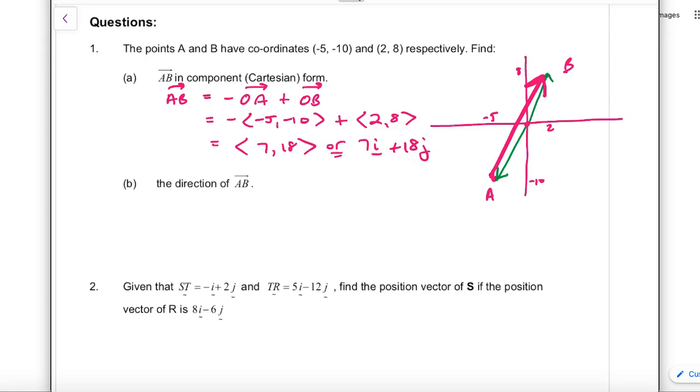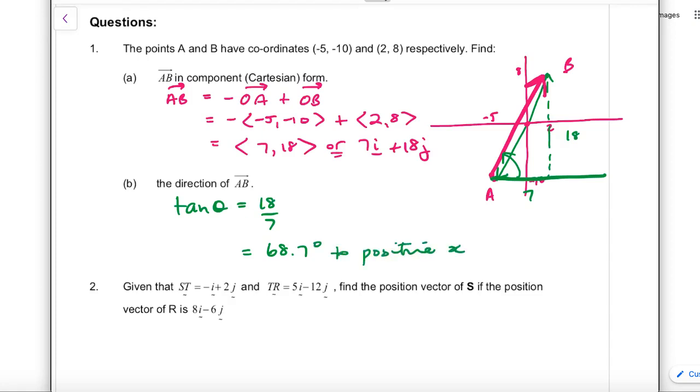Now finding the direction of this vector, I'm going to draw in that triangle so we can clearly see that 7 across and that 18 up. I'm going to have a look at this as a standard position angle. So I want the angle theta within that triangle. The tan of theta is going to be 18 on 7. So the angle is going to be 68.7 degrees to the positive x-axis drawn from that point.